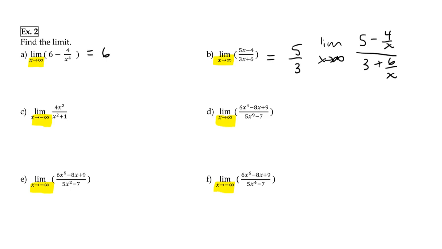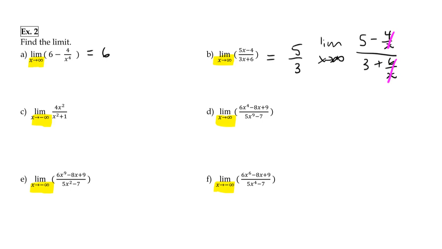If you have 4 over x, and x is huge, 4 over a very big number is teeny tiny, so much that it's irrelevant. 6 over x, again, goes to 0, and that's how you're just left with this 5/3, and that's why the shortcut works. Okay, going on to the next one.